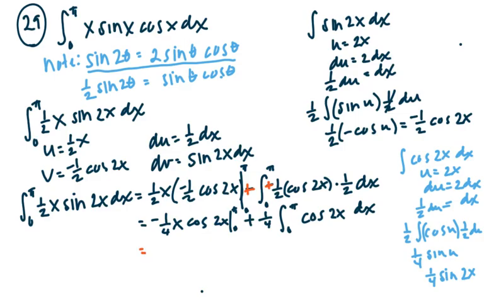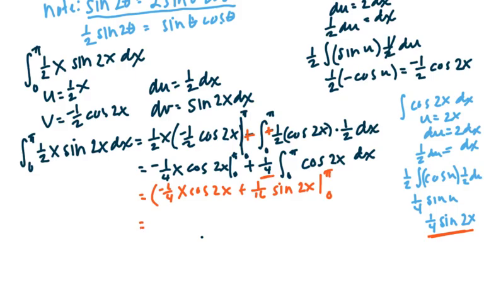Equals, I'm going to put a parentheses because I'm going to wait and put my bounds at the end. Negative 1/4 x cosine 2x plus, here I have 1/4 and here I have 1/4 sine 2x. So that makes 1/16 sine 2x from 0 to pi.